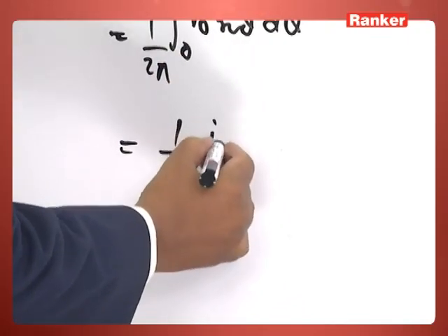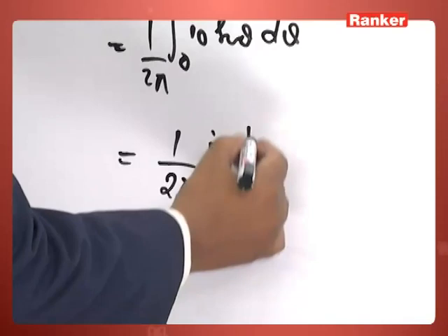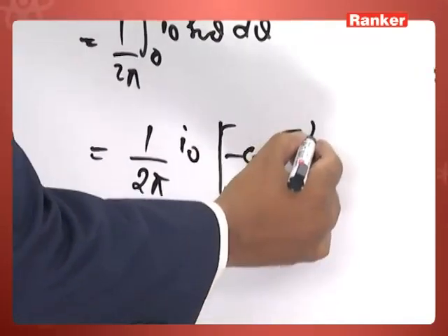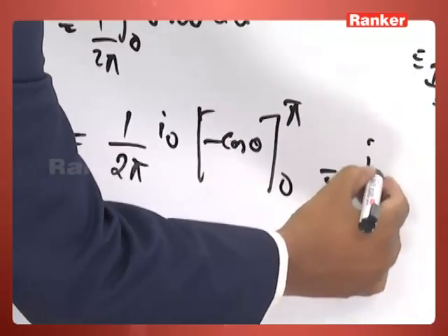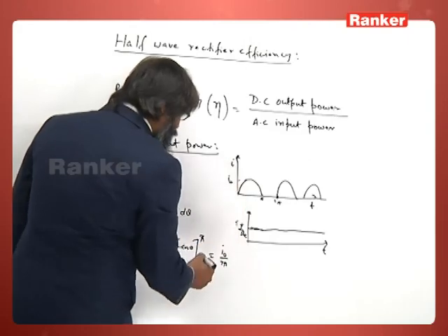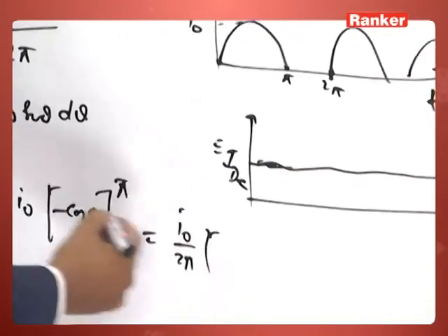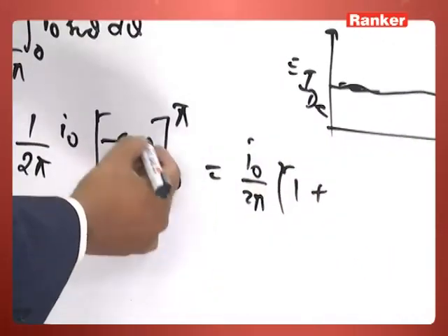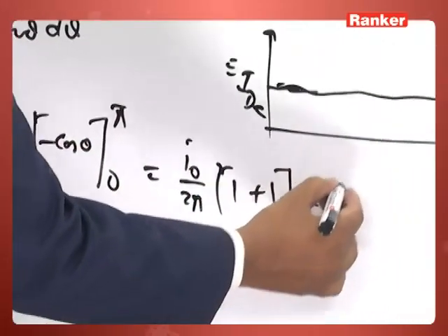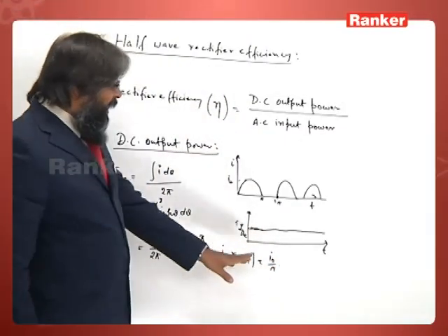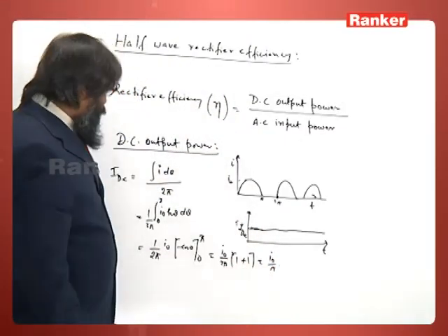So the integration of sin theta is minus cos theta from 0 to pi, that is I naught. I naught is the maximum current. Now cos pi is minus 1, so 1, then plus cos 0 is again 1, so that is I naught by pi. So the value of the DC current I got is I naught by pi.